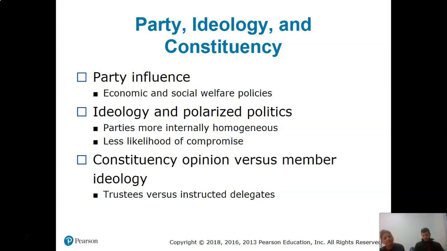Conservatives tend to focus a lot more on economic issues. People who lean more liberal would tend to focus more on social issues, social welfare policies. So all these kinds of politics play into the different bills that are being introduced and then passed. Ideology and polarized politics. So again, parties are more internally homogenous.